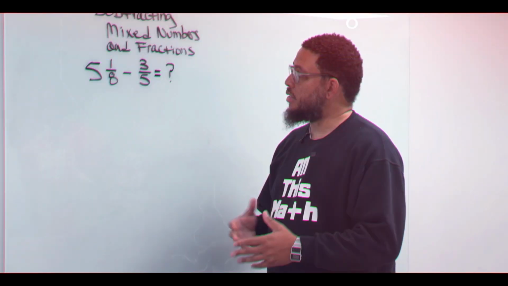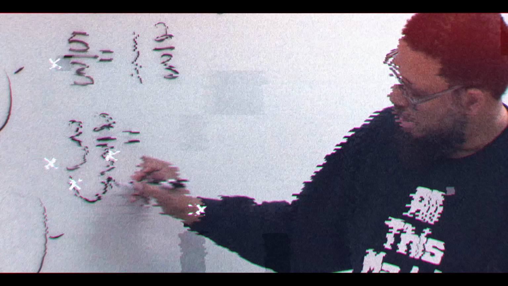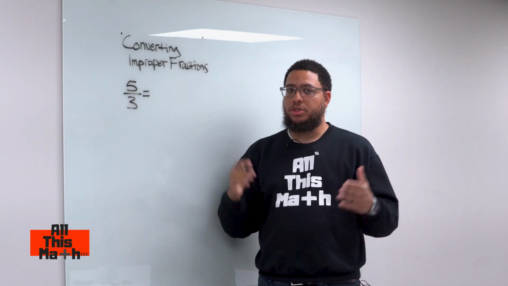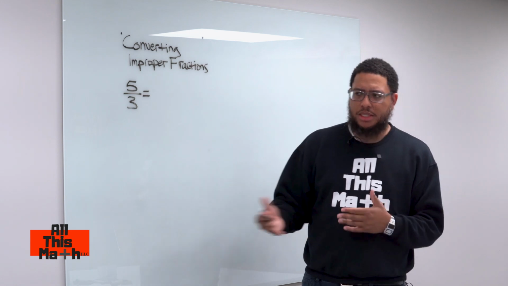This is Professor Parker, and for today's lesson, we're going to talk about converting improper fractions. So if you look right here, we have what we call an improper fraction, 5/3. Now first, I want to talk about what makes it improper. Like, why is it not proper?